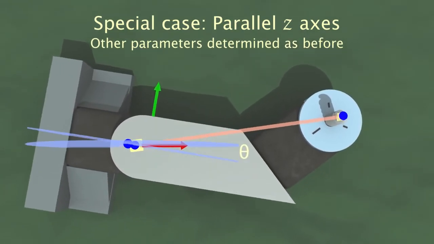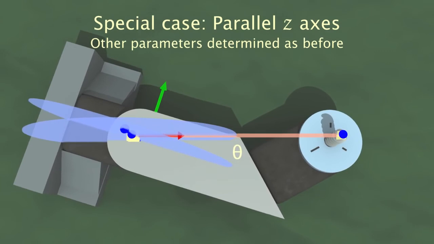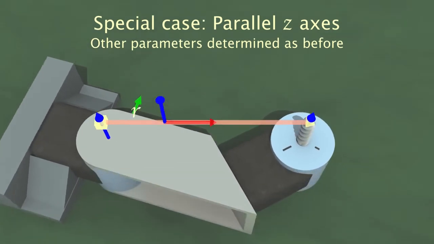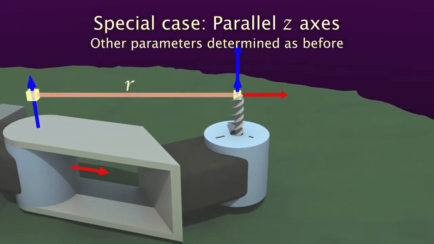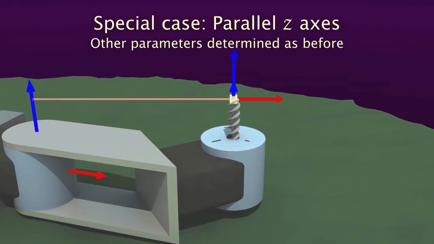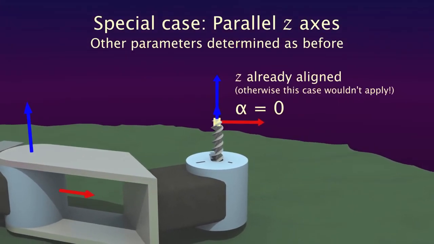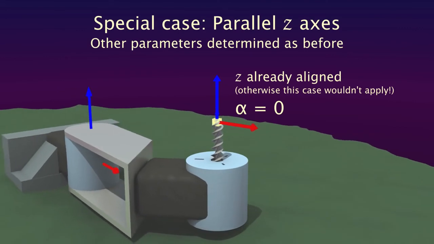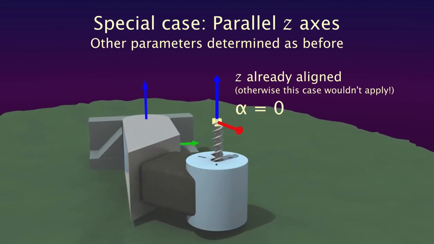Theta rotates about z to align the x-axis with the normal, and R translates out along the normal to reach the new origin. Alpha is already known to be 0 in this case, since the z-axes must be parallel for this to apply, thus no rotation is needed.